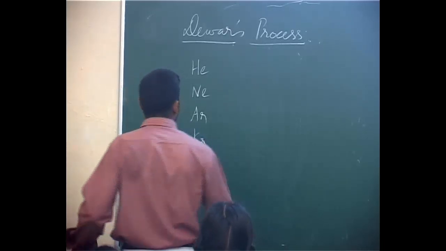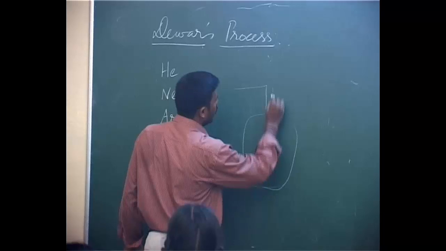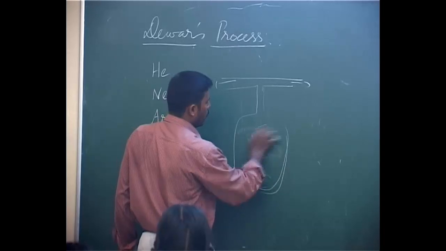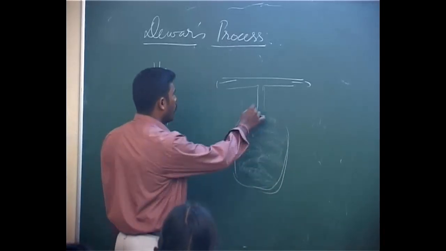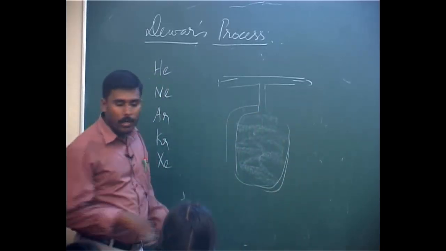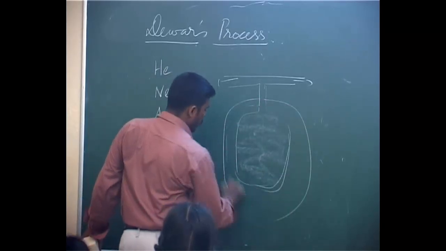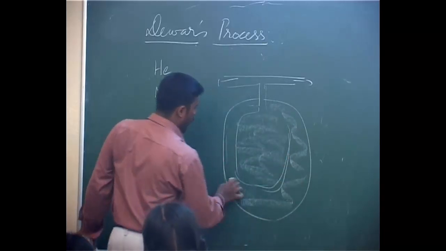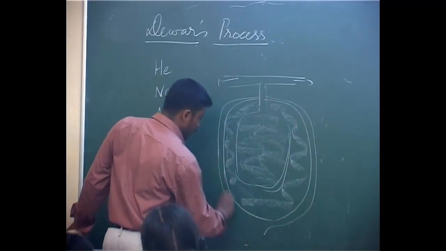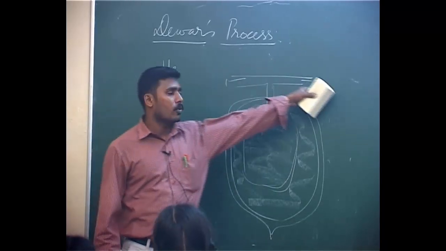Initially, take one double wall tube containing charcoal, placed in a fully cold bath, that means fully ice cold bath. One more Dewar flask. Here only coconut charcoal in a double wall tube.